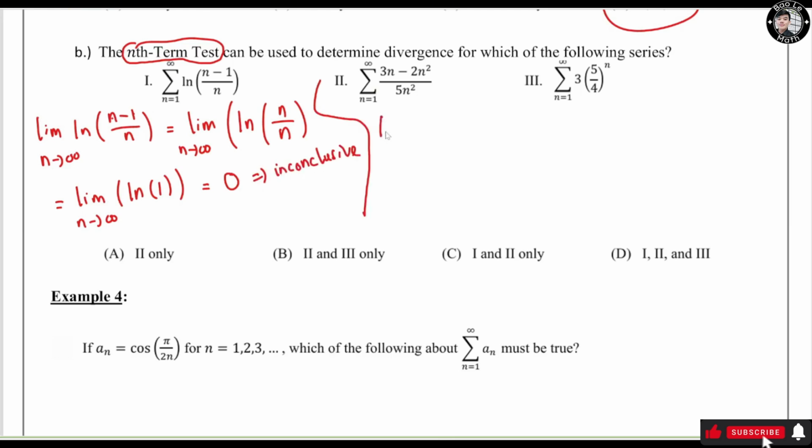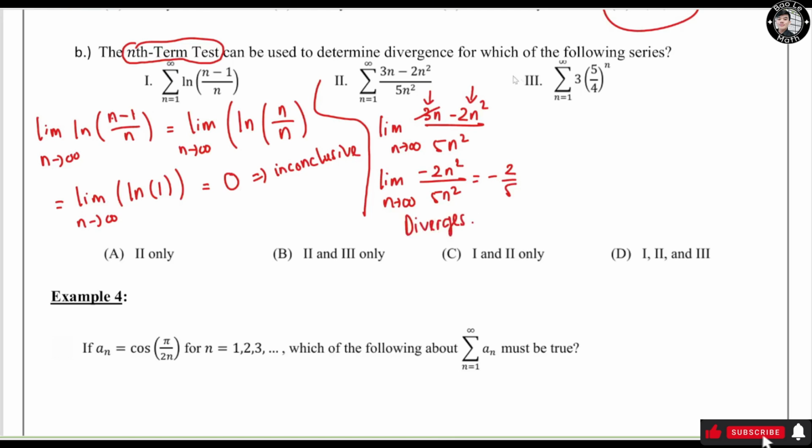Now question B, we have the limit of 3n minus 2n squared over 5n squared as n approaches infinity. When n approaches infinity, the n squared term grows faster than the 3n term, so we can ignore it. So we have the limit of negative 2n squared over 5n squared as n approaches infinity. The n squared cancels out, so this is negative 2 over 5, which is not equal to 0. So by the n-term test, this diverges.